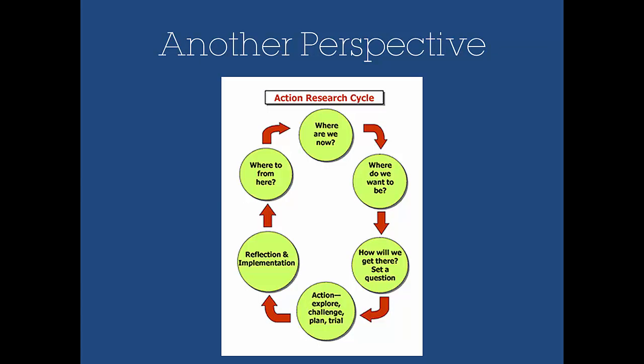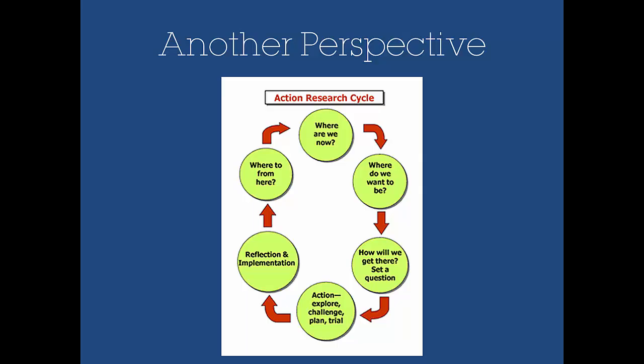If we look at another perspective of action research and the action research cycle, if we start out, where are we now? You can see that there are 6 steps, that it's a continuous cycle, and you think about where you're at, where you want to go, how do you get there, explore, take action, challenge yourself, trial and error. That's sometimes how clinical practice works.